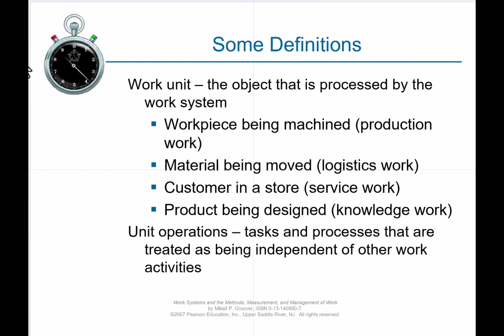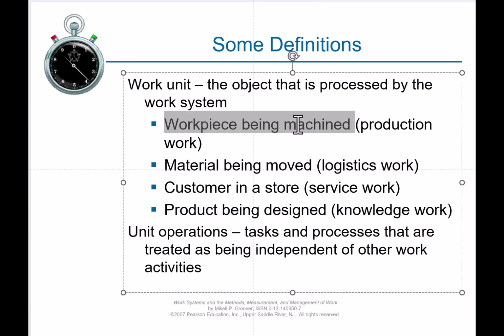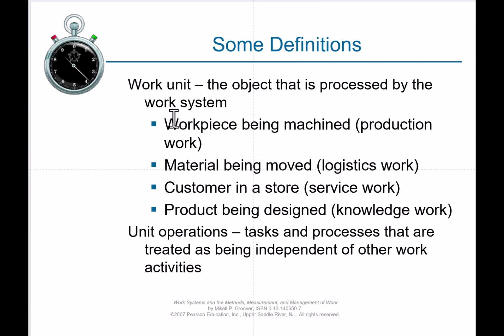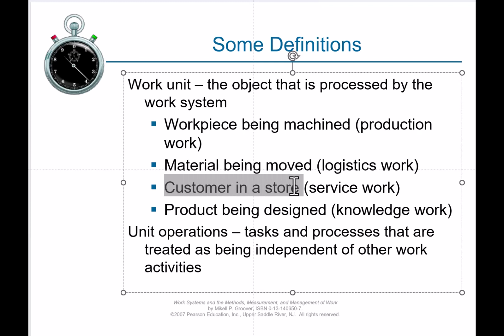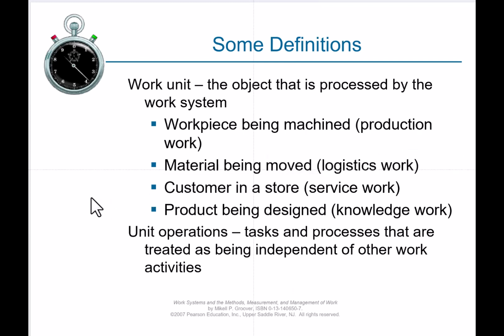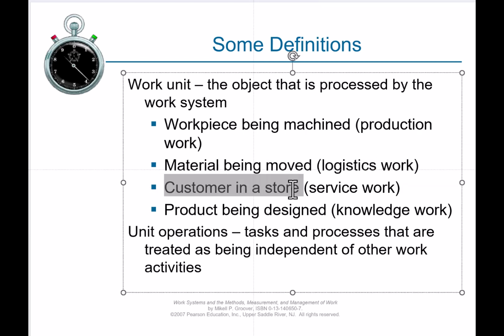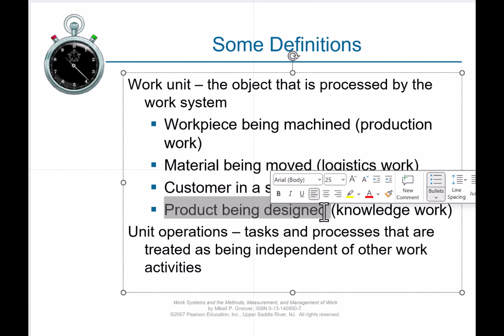Now for the definitions, a work unit is the object that is processed by the work system. In this case, the workpiece being machined by the production work, and then you have the material that is being moved. All of this is observations, but in the service industry you have customers, not necessarily material. So for people working in a service environment, your customer is pretty much the material, and the product that is being designed is actually the knowledge of the worker or a service.